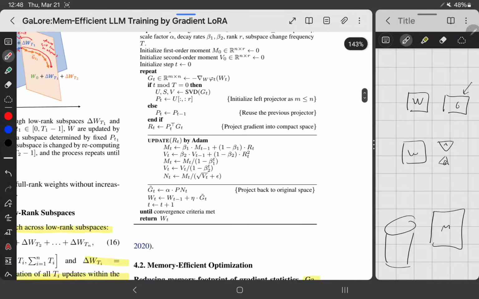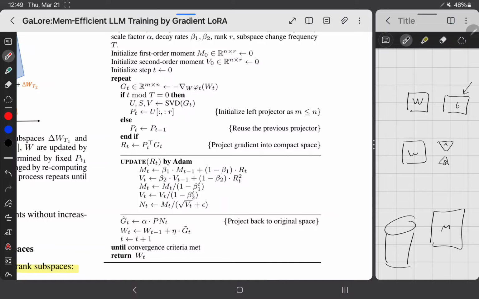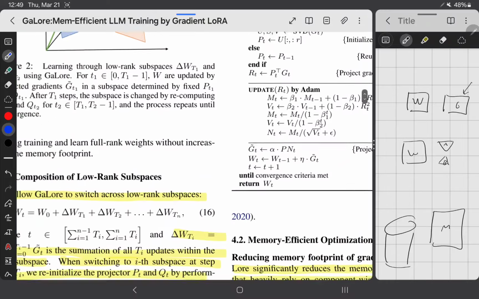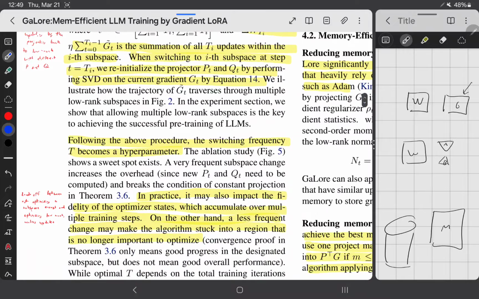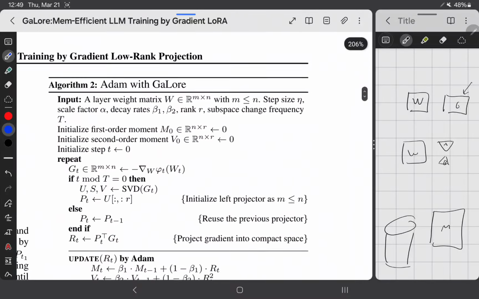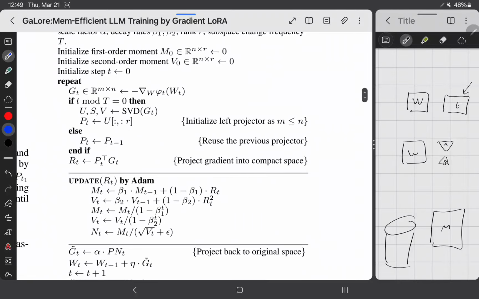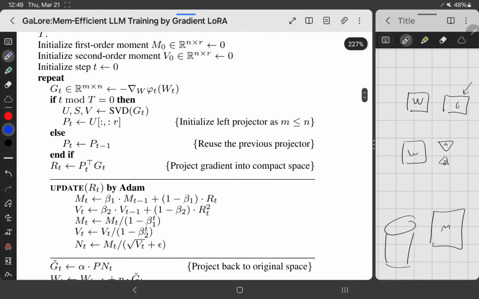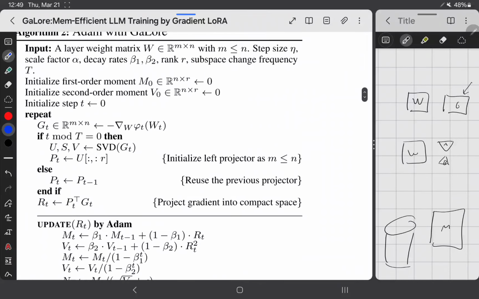Now, the actual algorithm is here. So this algorithm also looks pretty complicated, but it's not that bad. Specifically, they're using Adam, because everyone uses Adam, so that's what they show off here. But like I said, it can be used for any optimizer.